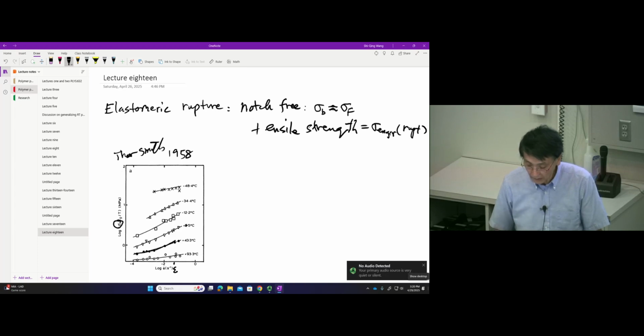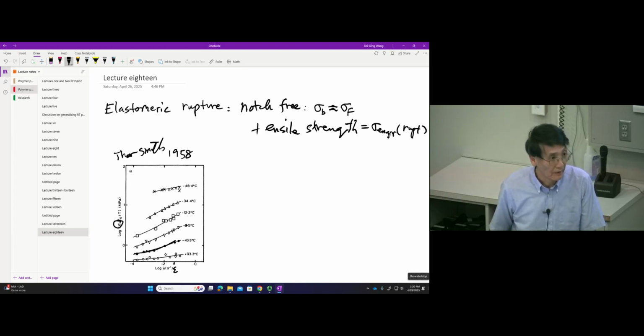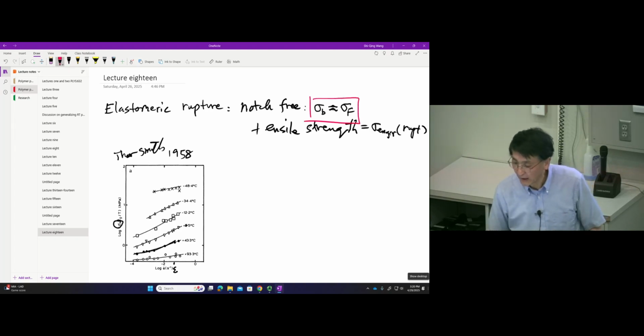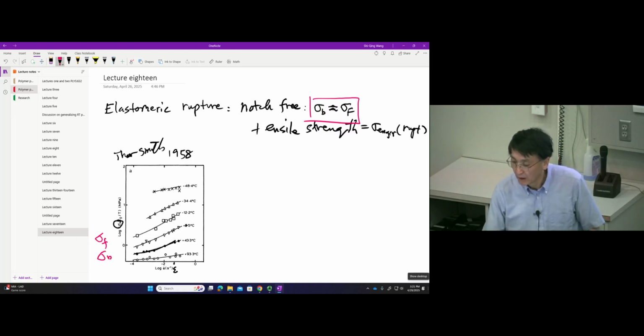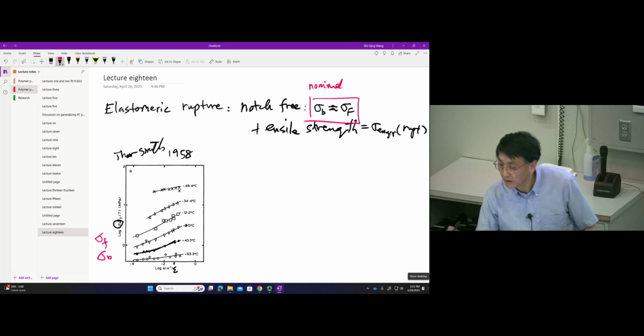So this is a result nearly 70 years old. It is absolutely the essence of elastomeric failure. In other words, this is the only thing you need to deal with. So let me first indicate my claim about this nominal strength. I know this particular figure used sigma f, which in our notation is just sigma b. The nominal strength has the same name as what I just said, tensile strength.